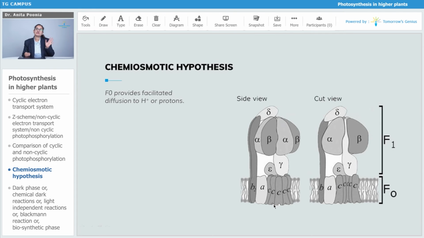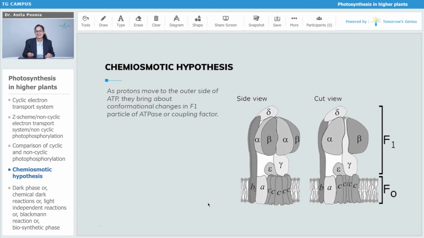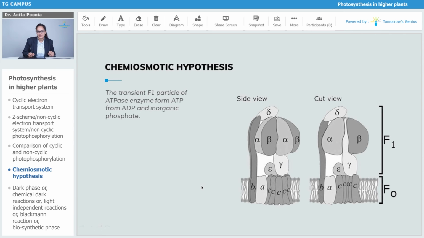So this F0 will now come into the picture. It will provide facilitated diffusion to the hydrogen, that is the proton. As protons move to the outside through the ATPase, they bring about conformational changes in the F1 particle of the ATPase, also called the coupling factor. So ATPase, or we also call it a coupling factor.